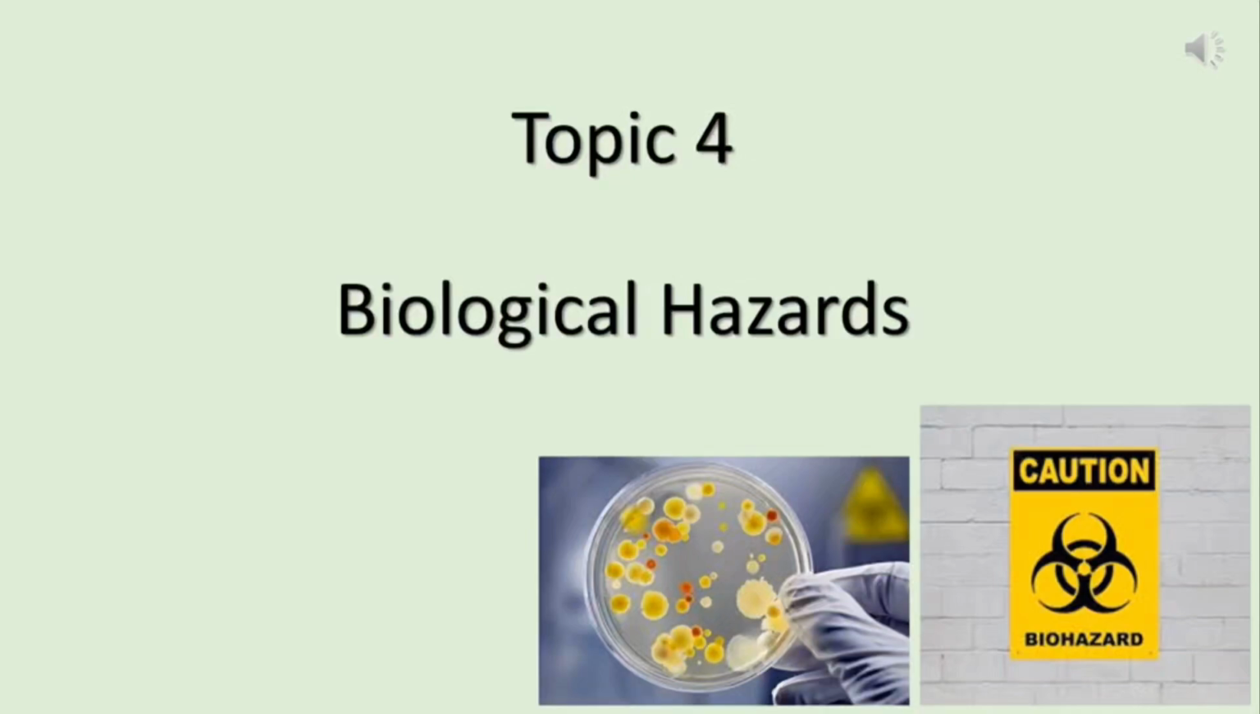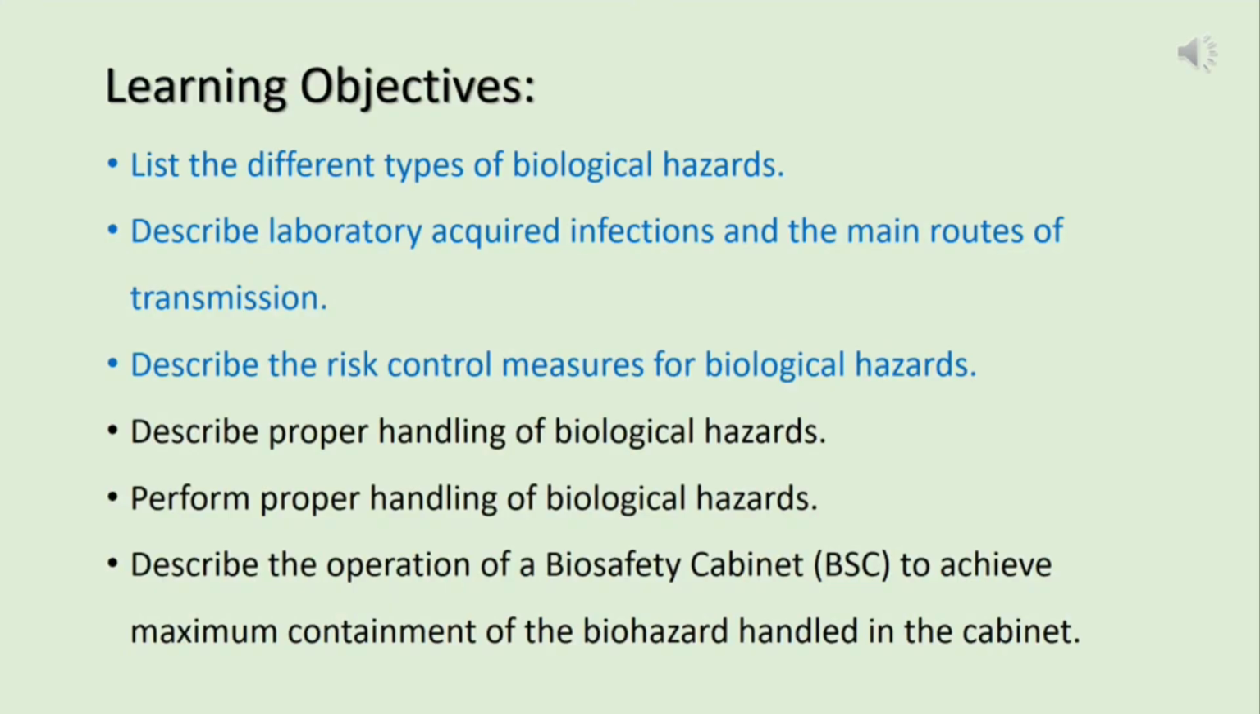This is topic 4 e-lecture on biological hazards. In the first part of the e-lecture, we are going to look at the first 3 learning outcomes. That means listing out the different types of biological hazards, describing how laboratory acquired infections can occur and their main routes of transmission, and describing risk control measures for biological hazards.